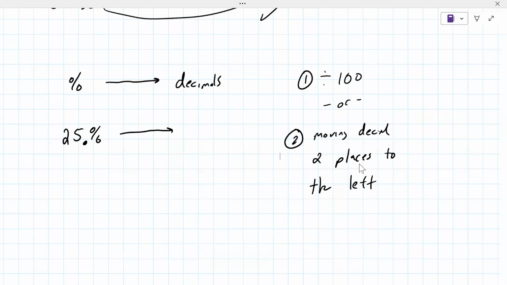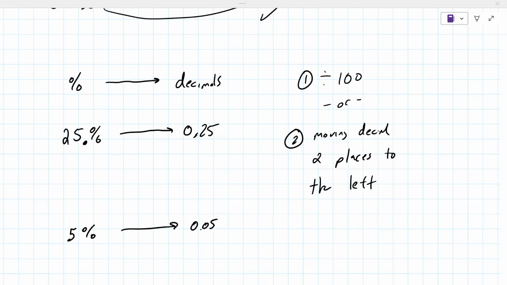So just to be clear, I'm just asking you to move the decimal two places to the left here. 0.25. Good. Okay. So let's do another one. Let's say it's 5%. What is that as a decimal? 0.05. Good.